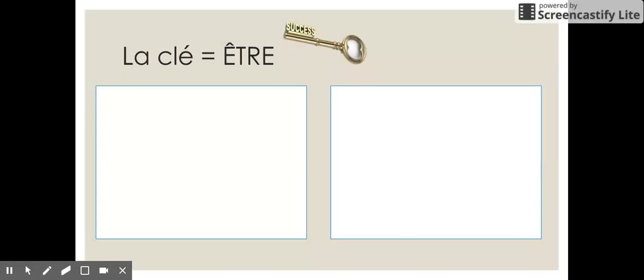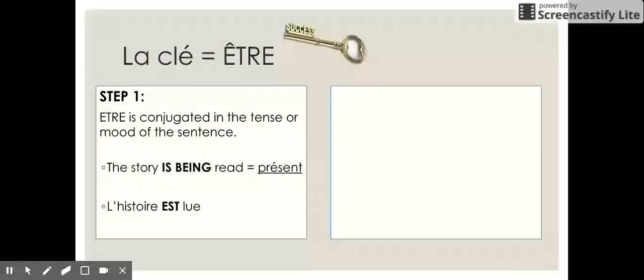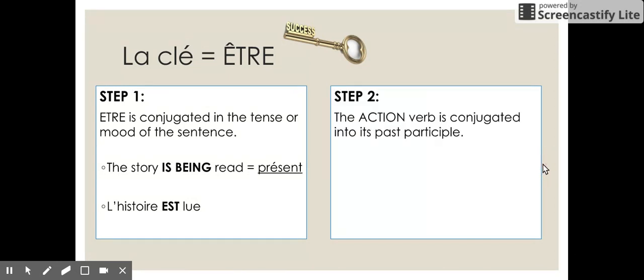So la clé, of course, is the verb être. That's your key to your success. So step 1, être needs to be conjugated in the tense or mood of the sentence. So for example, the story is being read. Is being is in the present tense. So when we translate that into French, l'histoire est lue. Être is now conjugated in the present tense. So est.